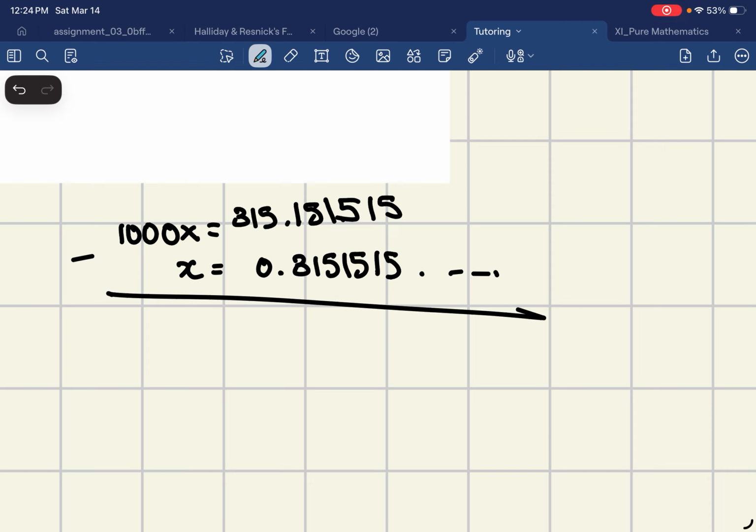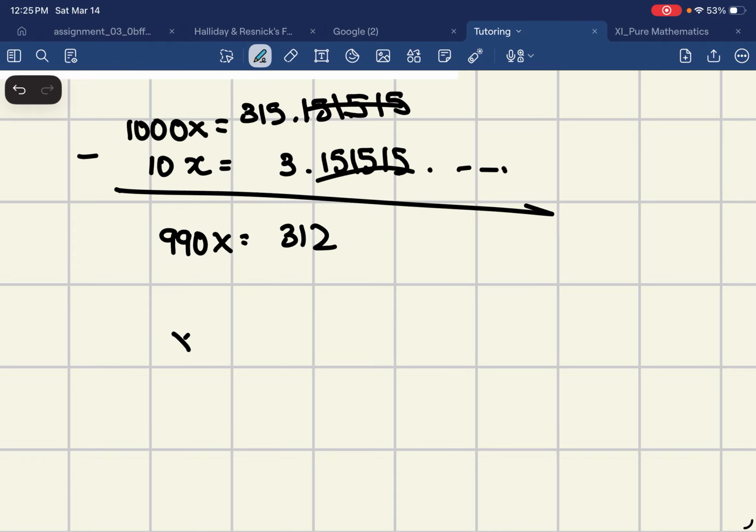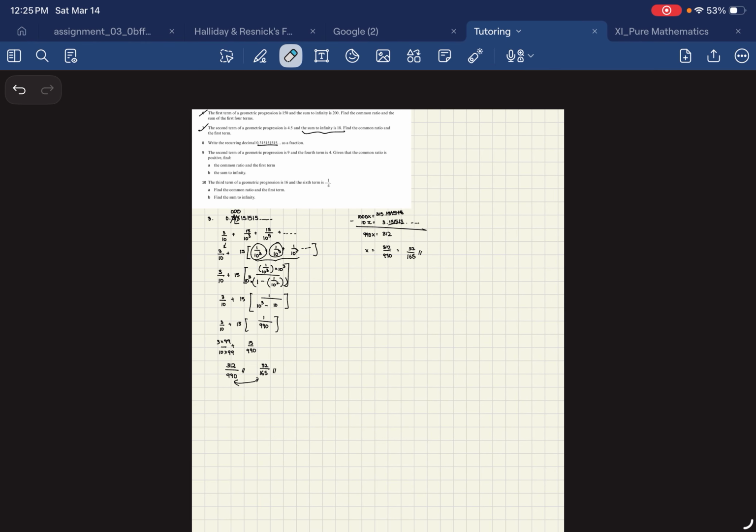And if I multiply, well, things are still not canceling out because we have a 3 here. So what if I multiply my second expression by 10? I get 3.15, and now I can safely subtract. So I would get 990x equals 312, right? If I subtract, 315 minus 3 is 312, and these will cancel out. So I get x is equal to 312 divided by 990. So this is a bit quicker actually, which is the same thing, 52 divided by 165. So whichever method you prefer, but it's preferred that you do use your idea of geometric sequences and series.